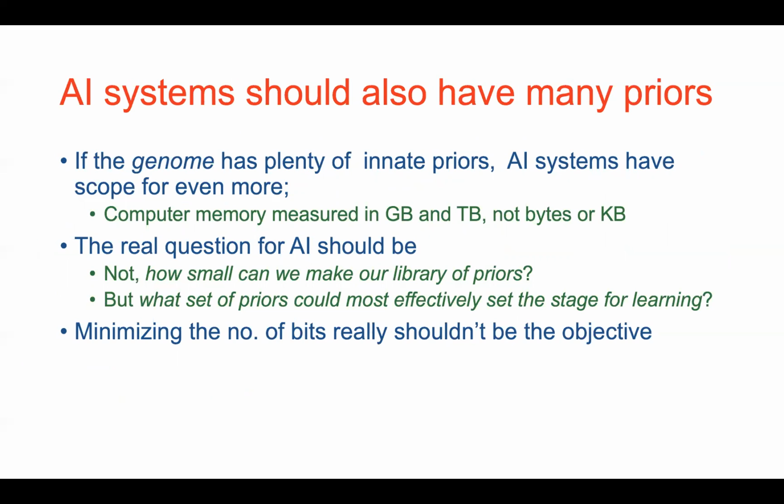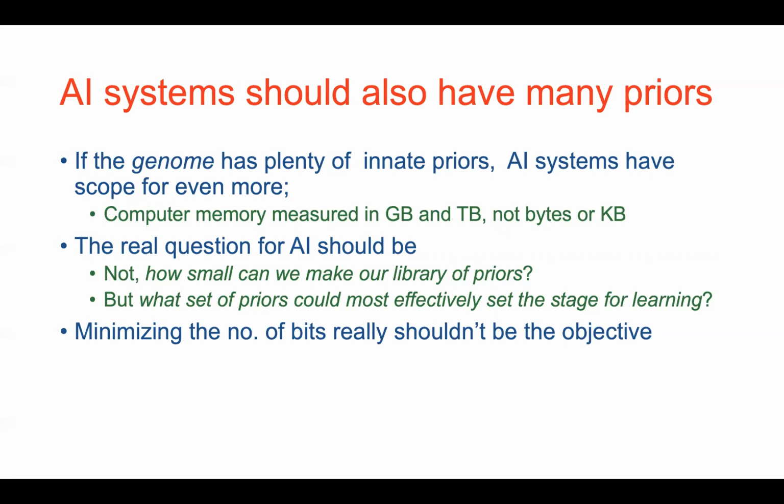So the genome has plenty of innate priors. The genome influences the development of the brain, but there are a lot of innate priors there which are used, and it's only built on top of that. We're saying if that's the case, then AI systems have a scope for even more. Why do we have to say that we only need a few hyperparameters?